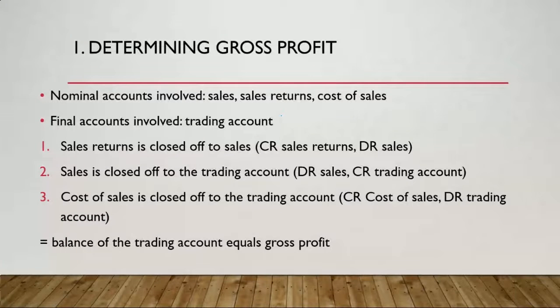Okay, so we briefly discussed how you determine the gross profit. Let's quickly go over it again. Step 1, sales returns are closed off to the sales account. So I credit sales returns, I debit sales, so our sales amount is reduced. Then sales is closed off to the trading account. So I debit sales and I credit the trading account.